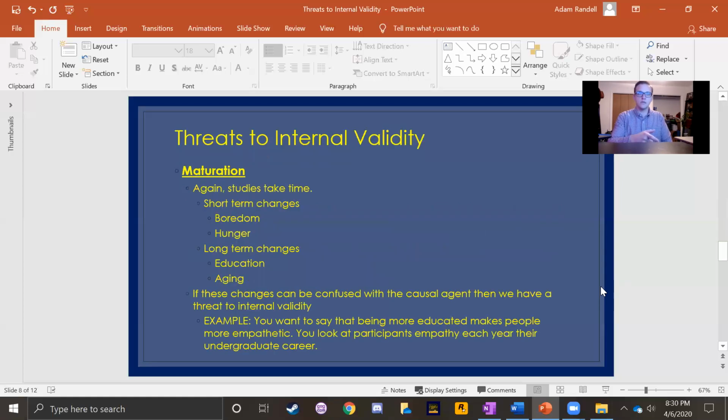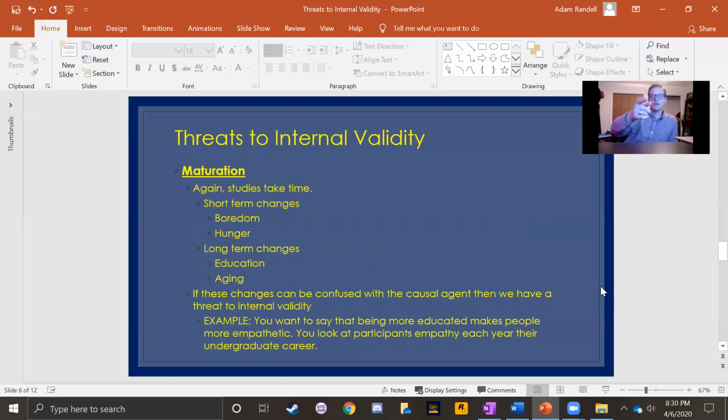All right. Maturation, again, studies take time, right? Certainly if you have a longitudinal study, right? So you're looking at things like effects of education and age. But even in a one-trial study, right? If your study's too long, it gets boring. Depending on what time of day your study is, if it takes too long, people get hungry, right? Well, these small things that happen simply because of the passage of time, they can create problems. They can create threats.